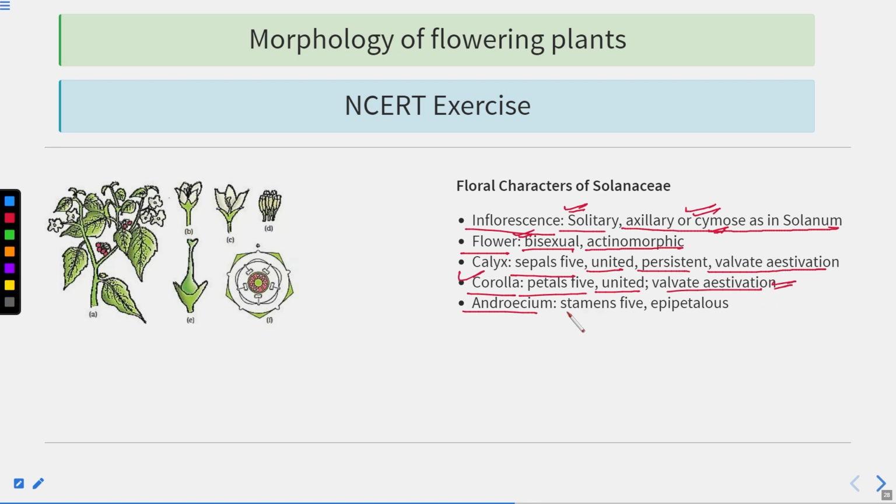Androecium. Stamens 5 and epipetalous. Here you can see it is joined together. It is joined with the petals. Okay, so it is showing the epipetalous condition.